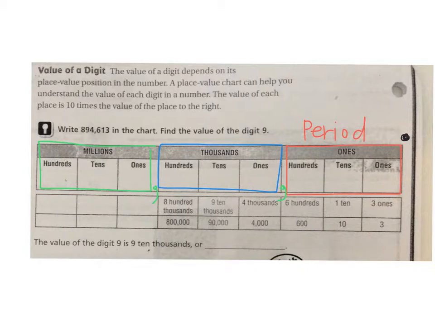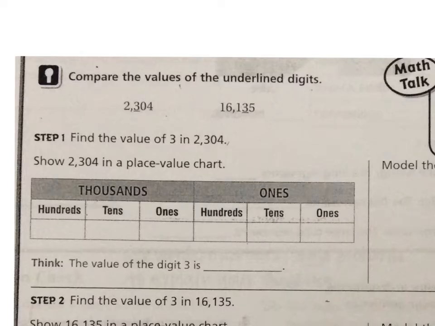So the 9, right? Because if I wrote this number 894,613, what place value is the 9 in? The 10,000s place, right? So the value of the 9 is 9 10,000s or 90,000. Good. We have 2,304, right? And we have 16,135. Do you guys see that? Circle the 3 in both of those numbers. Does 3 always have the same value? No. Let's compare the values of those 3's, okay?